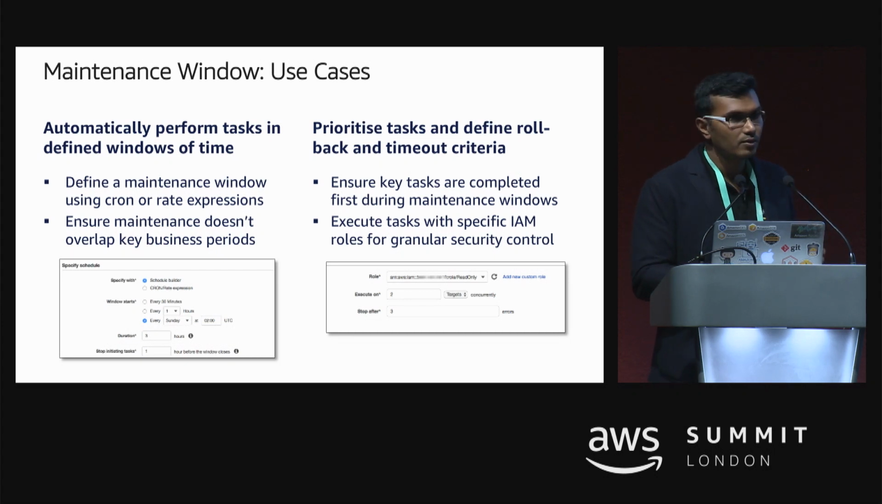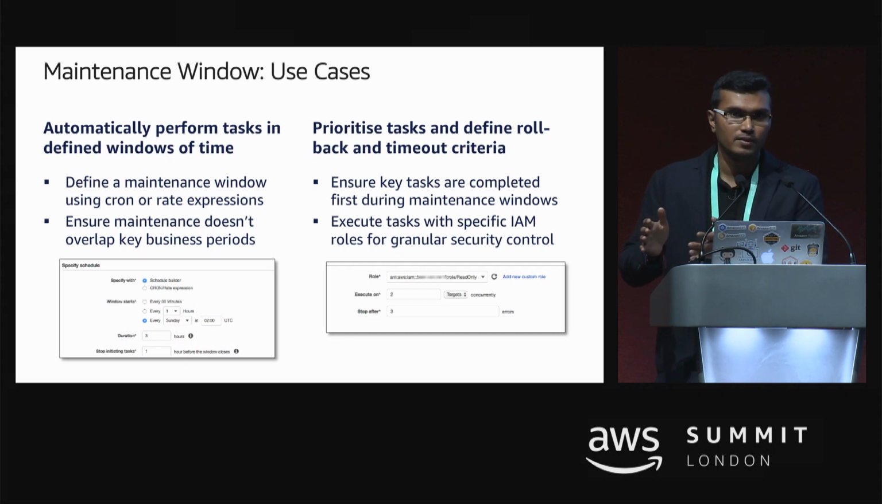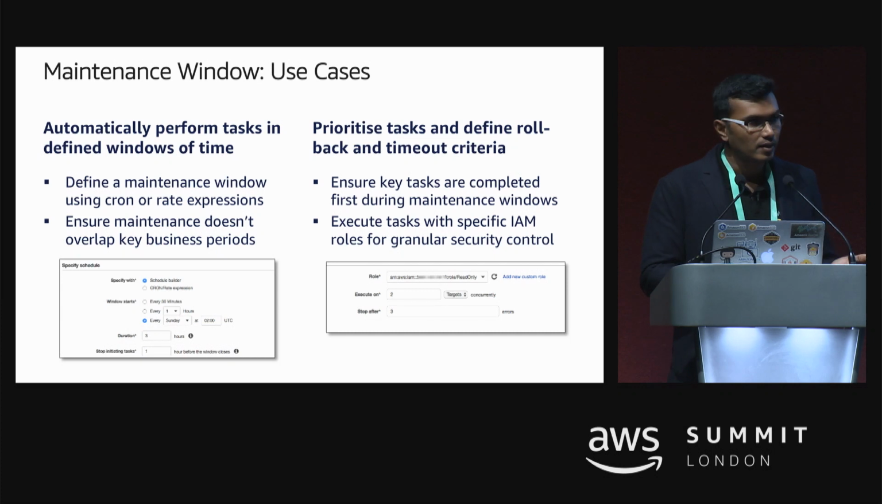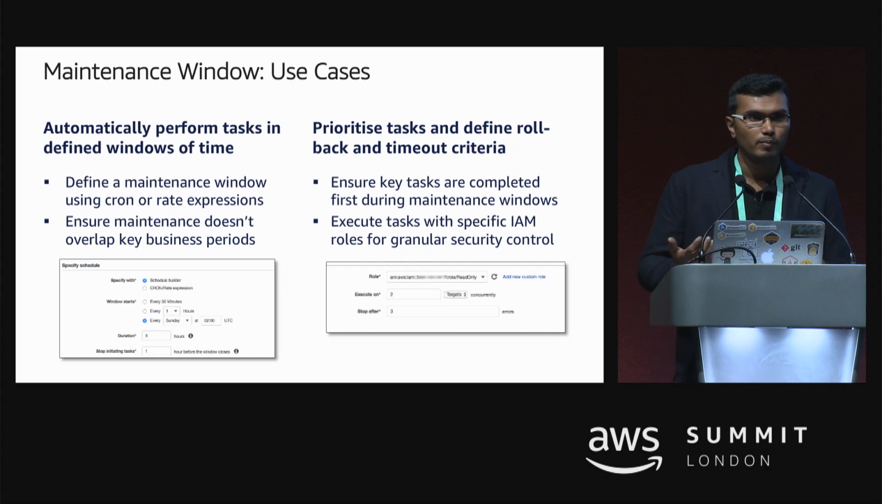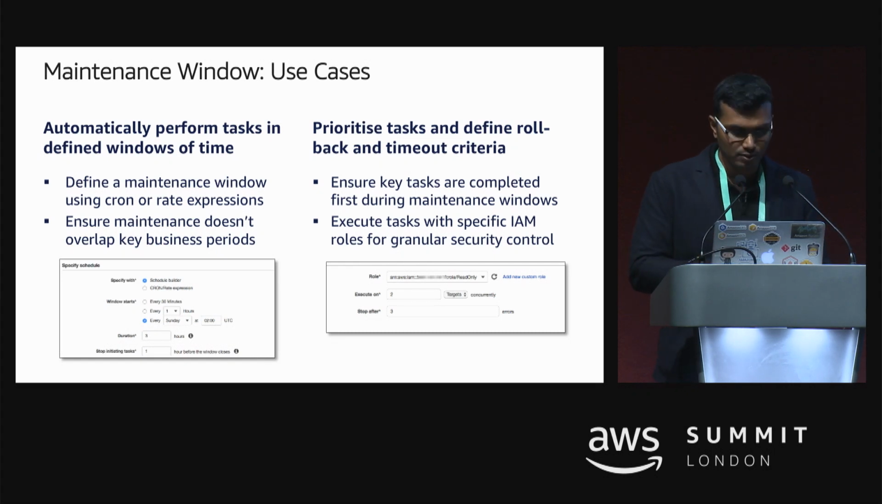So the maintenance window takes those rules and schedules your operations in the time frame that you have defined and executes those tasks. It also has a capability where it can prioritize tasks. What I mean by that is you can have a high priority task execute before your low priority task gets executed. And you can also do rollback and define a timeout as well.